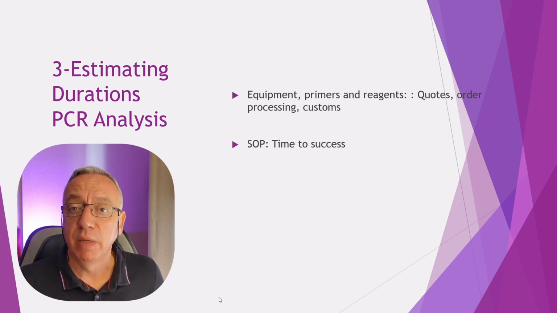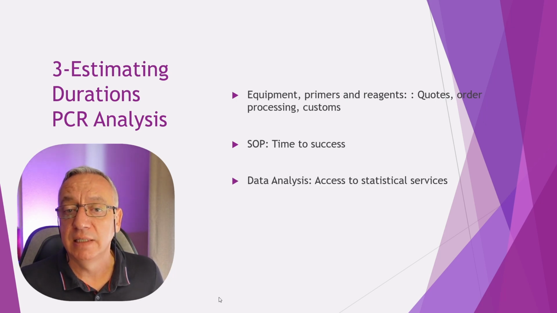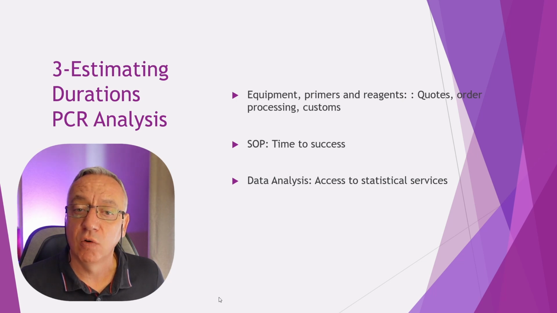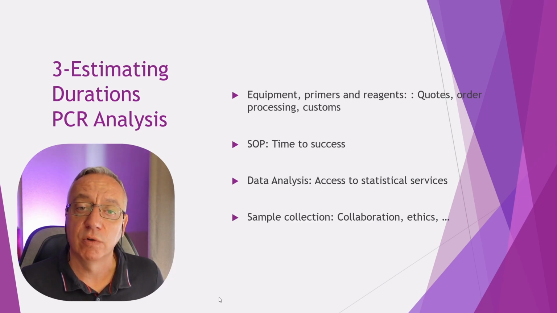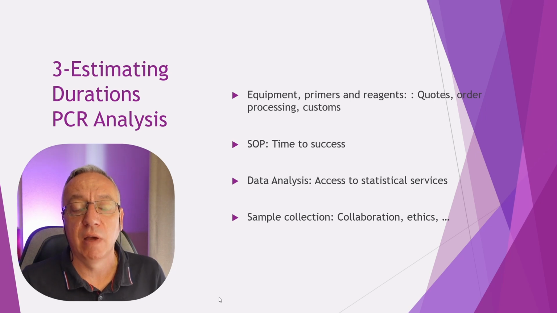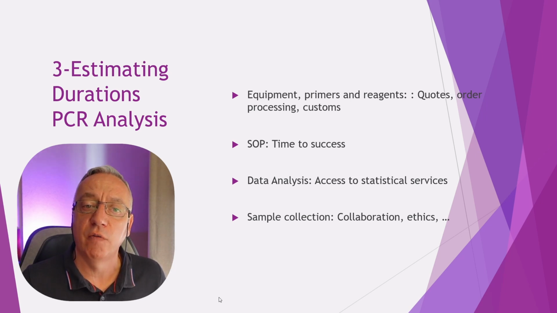For the methods, maybe you are an expert in PCR and you will quickly get it to work, or it may take longer. As for the data analysis, do you have statistical knowledge, or will you need to call on the help of a statistical services? For sample collection, you may already have the samples, or you may need to set up a collaboration to get them, which means, again, having to go through ethics. So as you can see, as we start thinking about the duration of each of the tasks, we also start to identify new tasks, and these will need to be included in the diagram that we are going to build next.